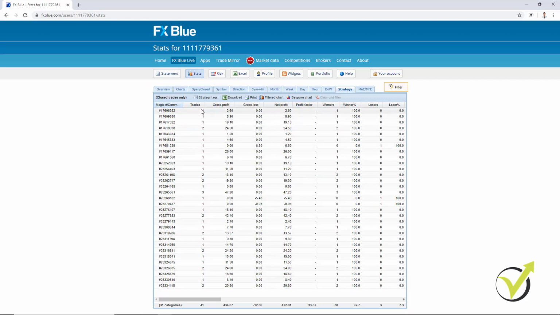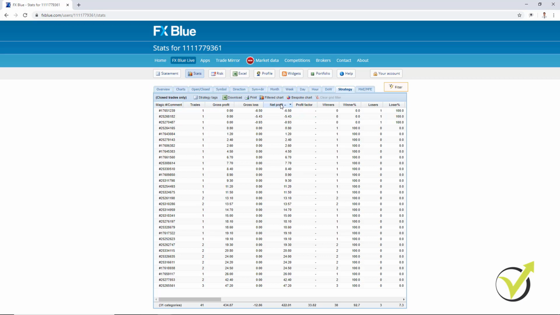And here we have trades, which means the number of trades. So these expert advisors opened just 1, 2, one opened 3 trades already, and actually I think it made the most profit of $47.20. And then we have the gross profit, gross loss. Net profit is a thing I use to arrange the expert.